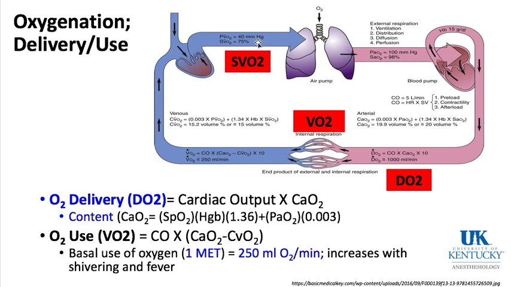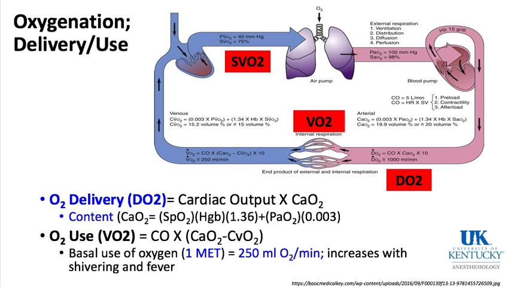So let's go down now to the two major topics. Oxygen delivery is equal to cardiac output, the 5 liters, times the content, with content being mainly made up of oxygen saturation, hemoglobin, and the standard number of about 1.36 mils of oxygen per each gram of hemoglobin. That's what's bound to hemoglobin, and then what's dissolved is PaO2 times 0.003.